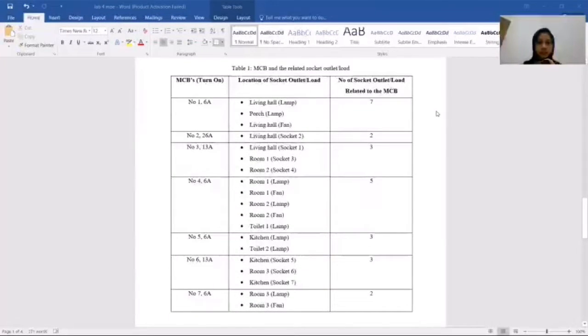this is the table for MCB and the related socket outlet or load. So this table has simplified the house plan, socket outlet and load.